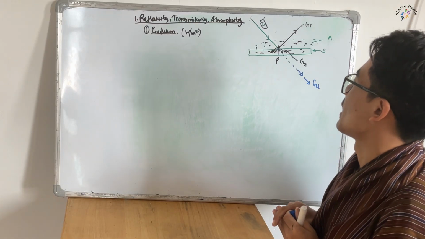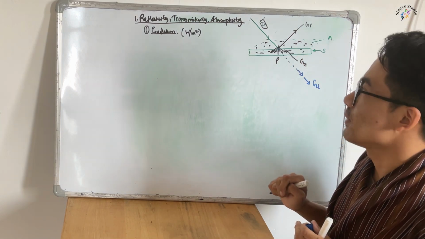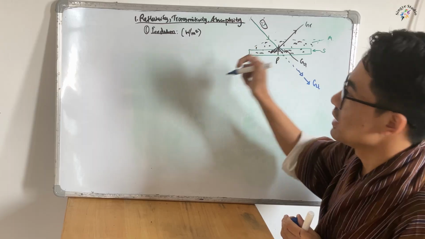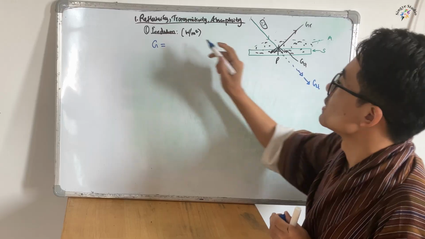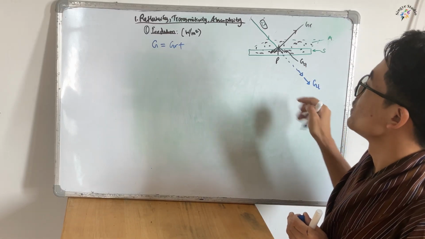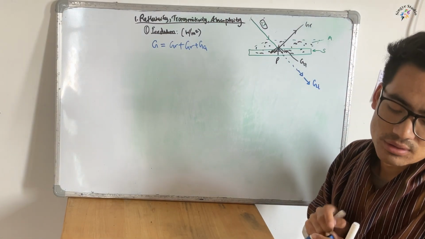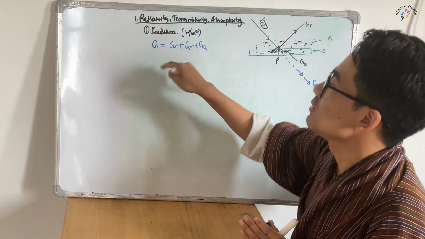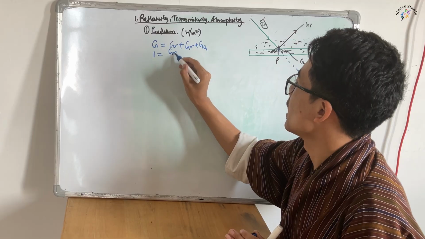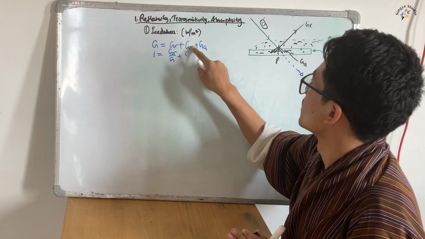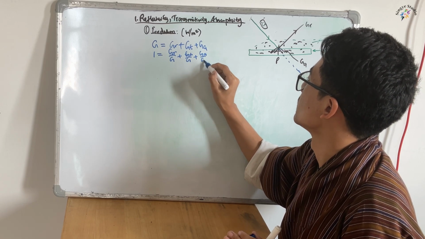Now, if this is a perfect material, then by the conservation of energy, the total irradiance G equals the portion of the irradiance which is reflected plus the portion which is transmitted plus the portion which is absorbed. So this should hold true, right? Yes. Now what I will do is divide this whole by the total G, so I will get 1 equals GR by G plus GT by G plus GA by G.